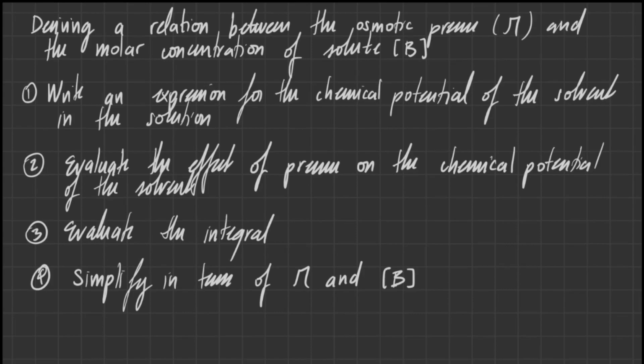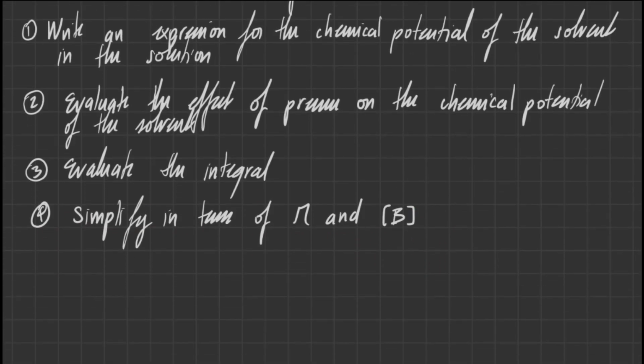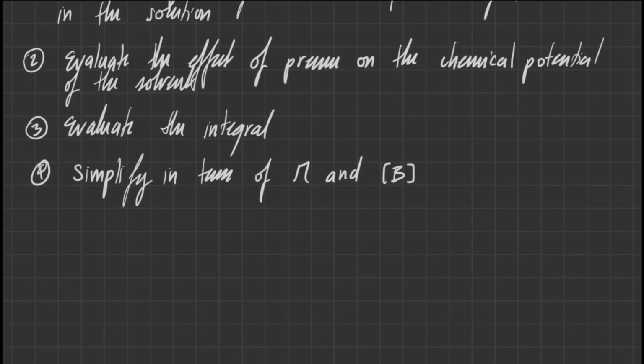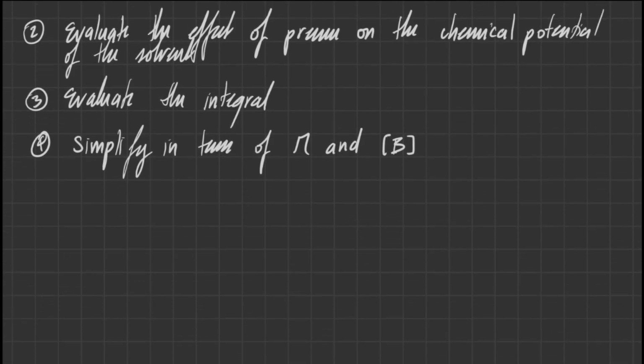Step 2 will be to evaluate the effect of pressure on the chemical potential of the solvent. That will be done using some earlier equations relating Gibbs free energy with changes in pressure. The third step is to evaluate the resulting integral, and the fourth step will be to simplify the expression in terms of the osmotic pressure and the concentration of the solute.